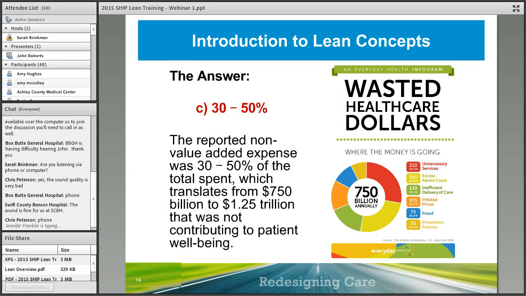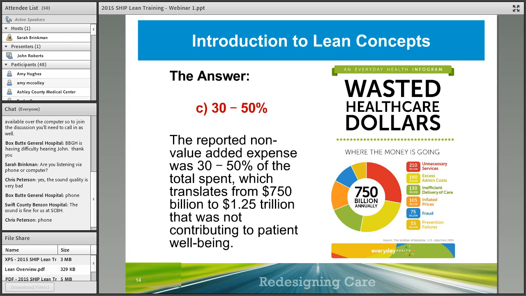The answer is around 30 to 50%. It's been reported through several studies that somewhere around 30 to 50% of the total that we spend in the United States does not add value, or in other words, does not increase the outcomes of well-being for our patients. So that's a significant amount of money that we're looking at, wasted healthcare dollars.